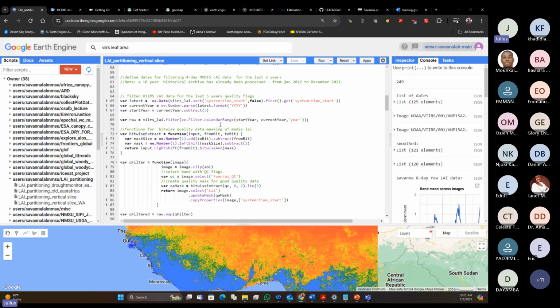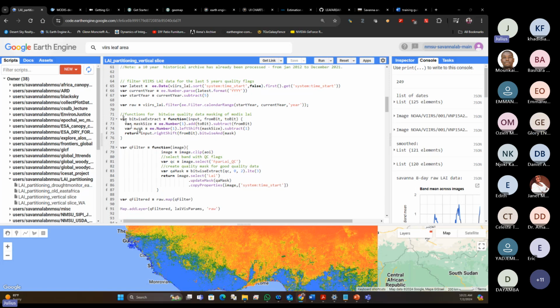Now, the first thing to do is that we want to filter our data for quality, and this entire function here basically performs just that. All this function I've highlighted here is to filter the data. Those who are familiar with Earth Engine would recognize some of these functions. It's a standard, commonly used function for data quality, for filtering data using the bitwise operation system in Earth Engine.